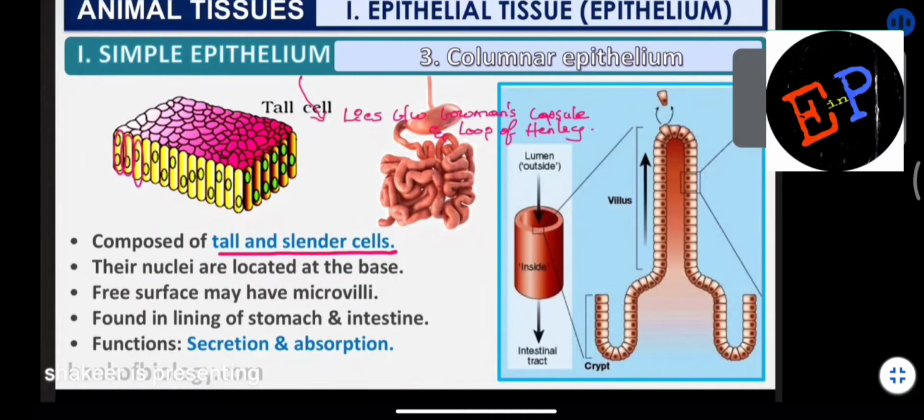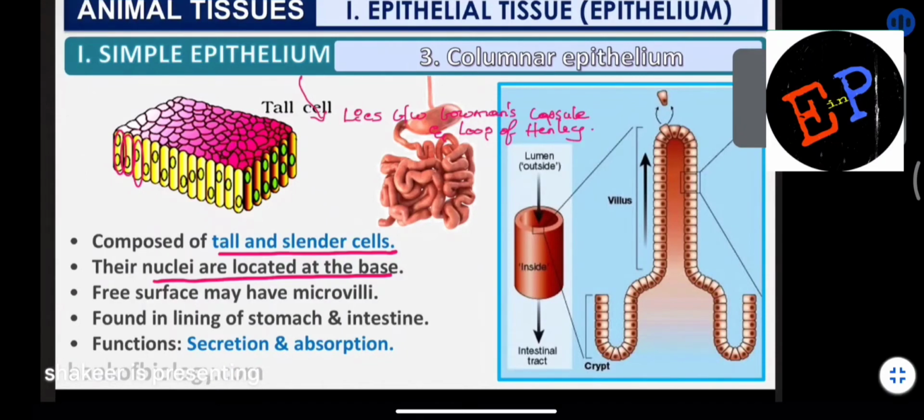So their nuclei are located at the base. Each cell will have a nucleus, no? Each cell will be having a nucleus. So where is the arrangement of this nucleus? This nucleus is arranged at the base of these cells.